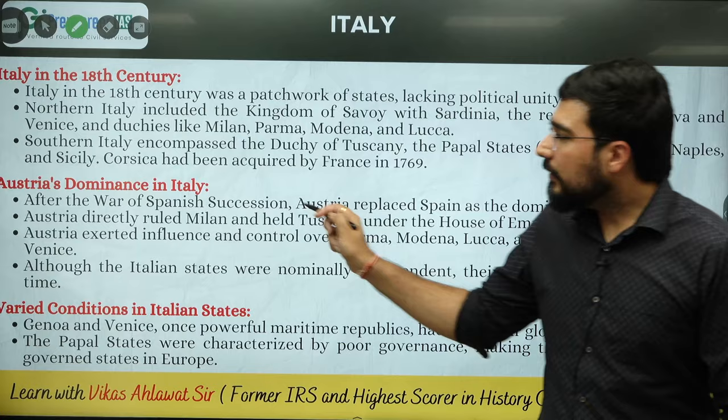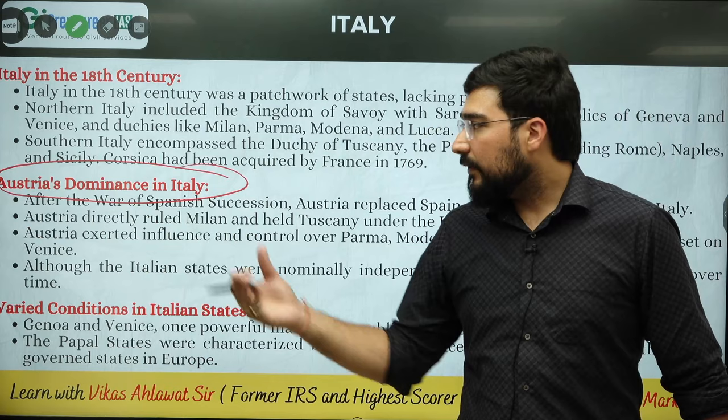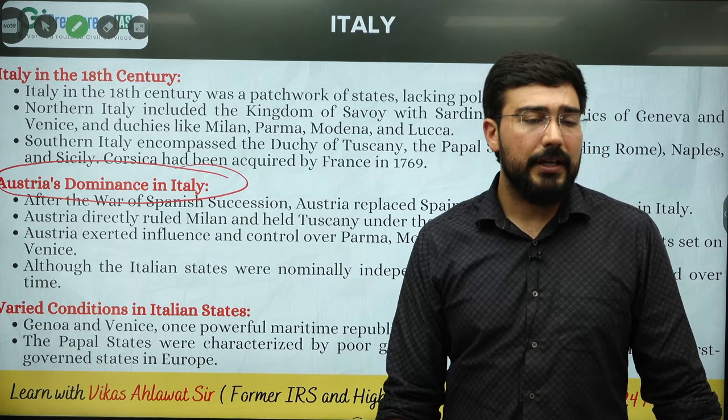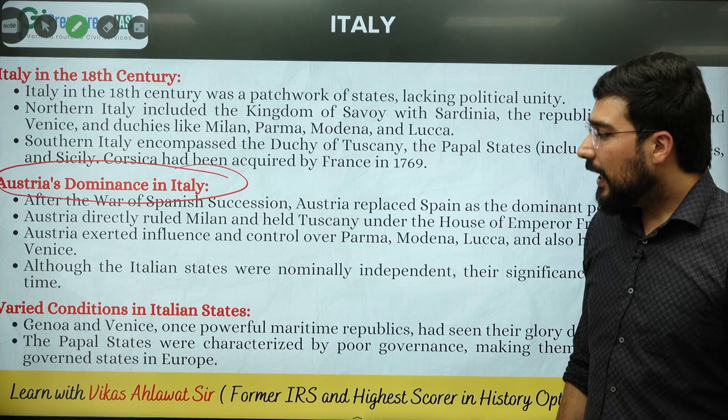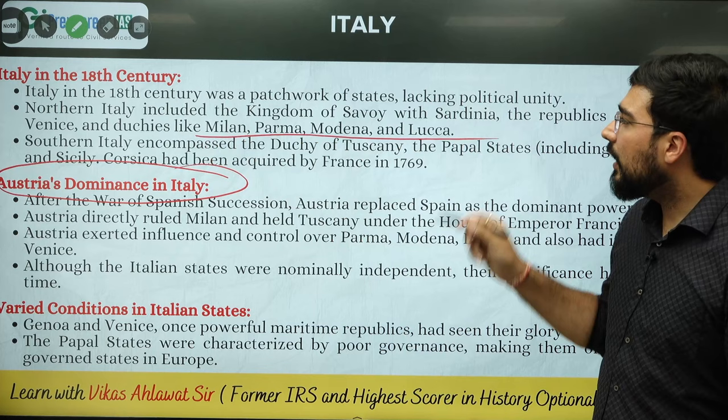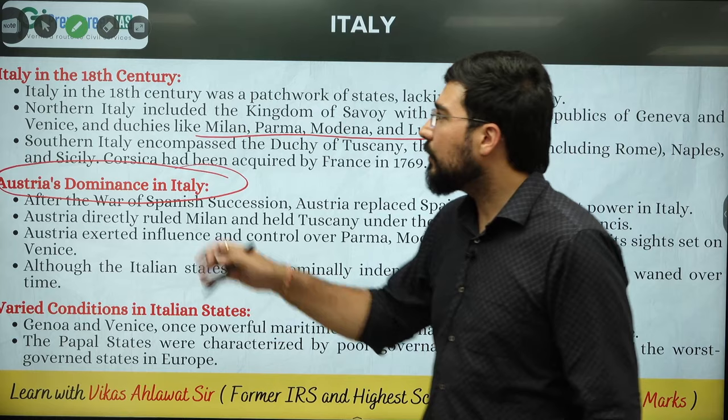Alright, and there was domination of Austria. Lombardy, Venetia, it was under the direct control of Austria. Even Umbria, Marches here, the princes or the princesses, they came from Austria. So Austria was having a very big control in the case of Italy, and this became one of the biggest hindrances. Even though there were different types of duchies like Milan, Parma, Modena, Lucca, the majority of them were controlled by Austria.